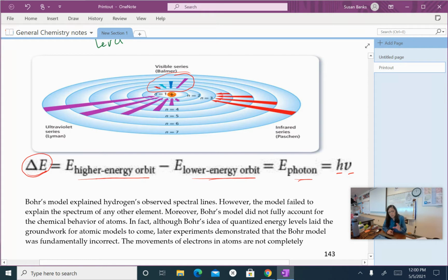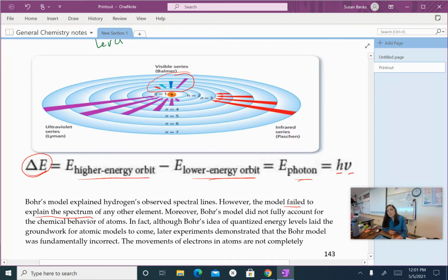Bohr's model explained hydrogen's observation of spectral lines. Just hydrogen's. We do get spectral lines from all the other different atoms, and we can identify elements based on their spectral lines. But those energy jumps for the other atoms did not match up to Bohr's model. The model failed to explain the spectrum of any other element. It only really worked for hydrogen.